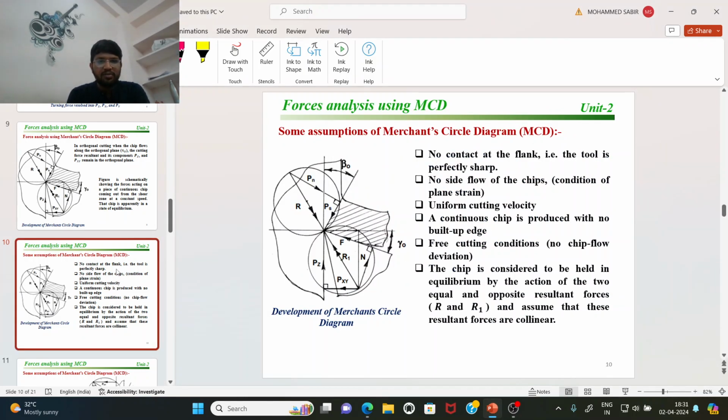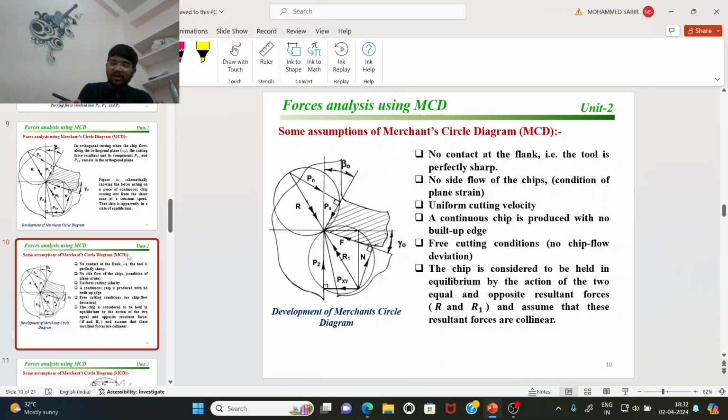What basically happens in a merchant circle diagram is a simple kind of mechanics. We will try to visualize it and see what will happen. First we have to focus on understanding the physics behind it, like what is actually happening, how to approach the problem, how to model this problem, and how to apply the mechanics to this problem.